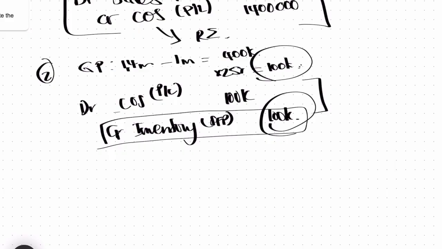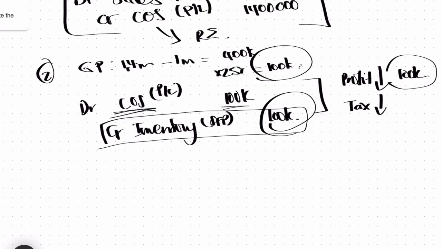So if we look at this cost of sales adjustment, what is it doing? It is increasing cost of sales by 100,000. So if cost of sales goes up by 100,000, then what's going to happen to profit? My profit is going to go down by 100,000. And if profit is going down, then I would expect my tax to go down as well. And so my tax would be decreasing because of this decrease in my profit.